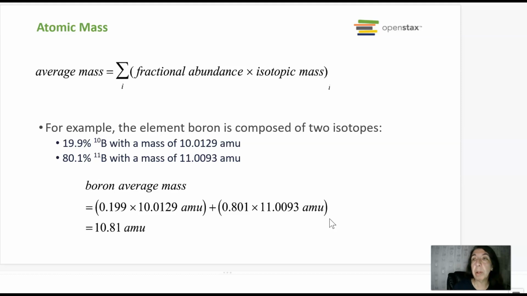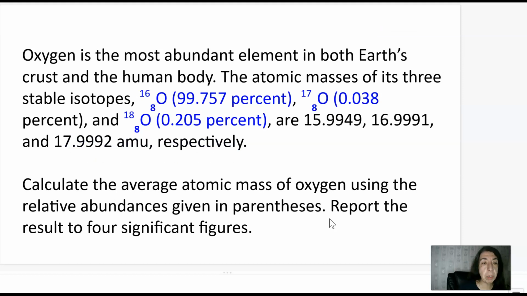And if you look up boron on the periodic table, you'll see that is exactly the value of the atomic mass of boron, 10.81. So we're going to do another example. Oxygen is the most abundant element in the Earth's crust and in the human body. The atomic mass of oxygen has 3 isotopes: oxygen-16, oxygen-17, and oxygen-18. And their relative weights are 15.99, 16.99, and 17.99 respectively. So calculate the average atomic mass of oxygen using these relative abundances.